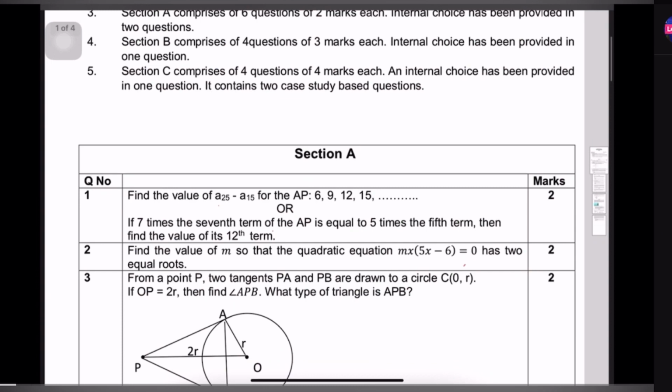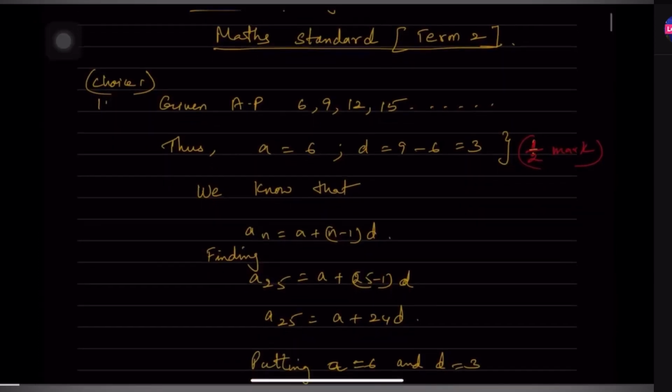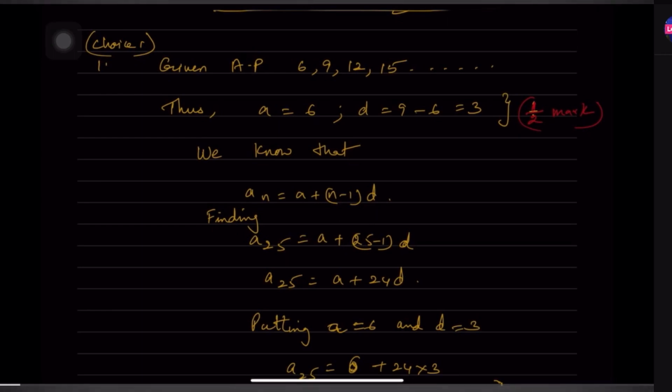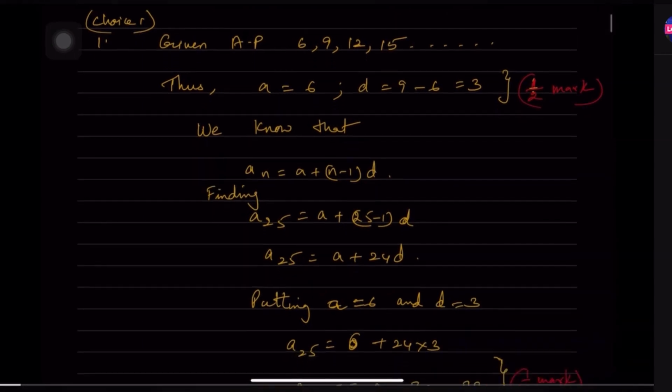The first question, Section A, is for 2 marks each. Find the value of a25 minus a15 for the AP 6, 9, 12, 15 and so on. So what is the solution of this? We'll go through what I have done here. In this you have 2 choices given for the first question. You can do either the first or the second choice.